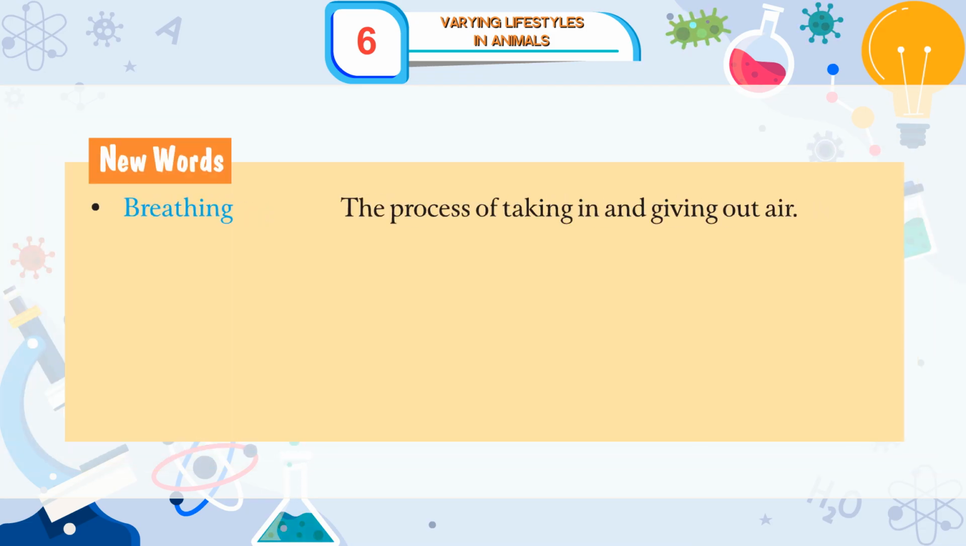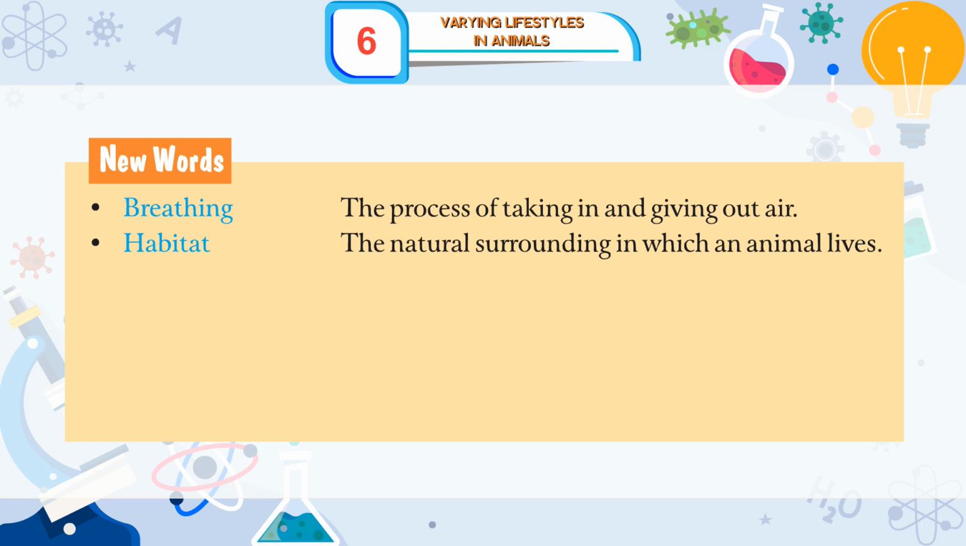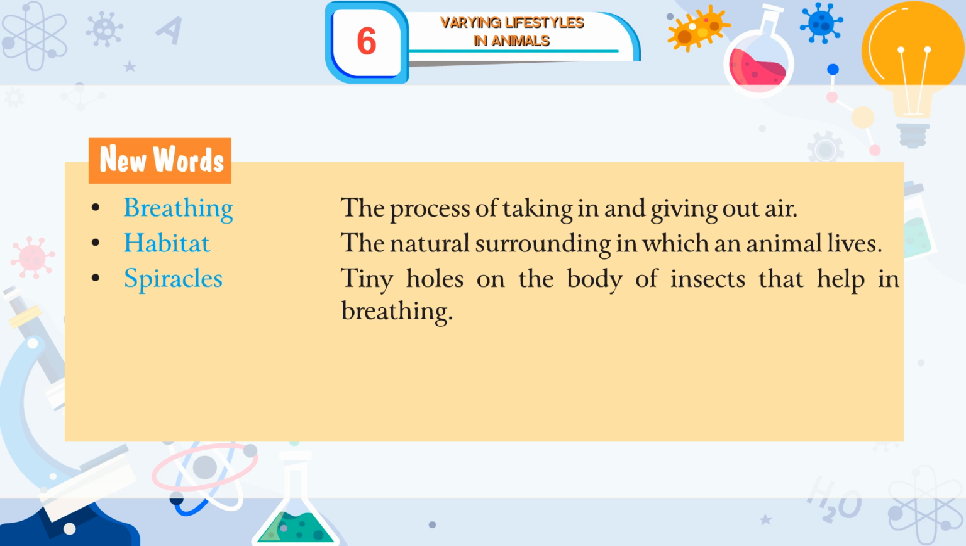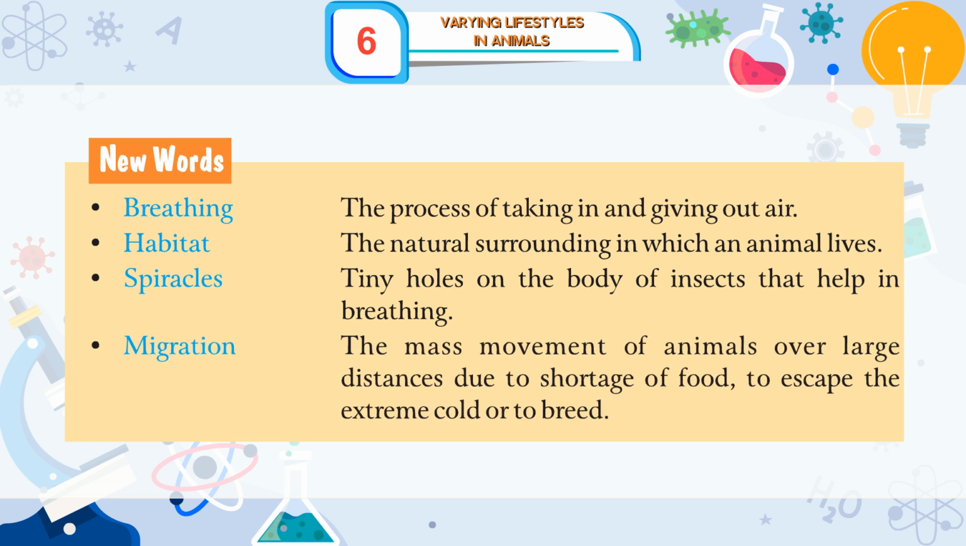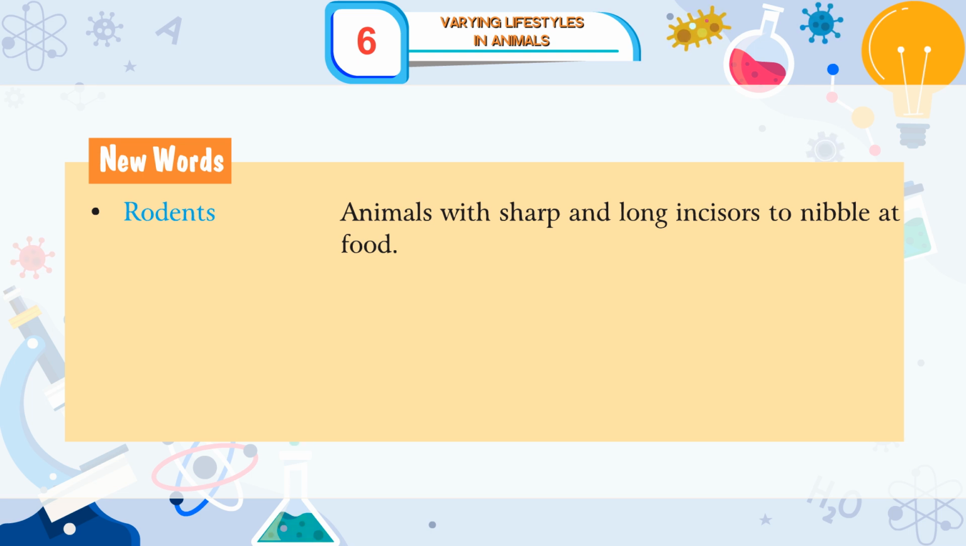New words. Breathing. The process of taking in and giving out air. Habitat. The natural surrounding in which an animal lives. Spiracles. Tiny holes on the body of insects that help in breathing. Migration. The mass movement of animals over large distances due to shortage of food, to escape the extreme cold or to breed. Rodents. Animals with sharp and long incisors to nibble at food.